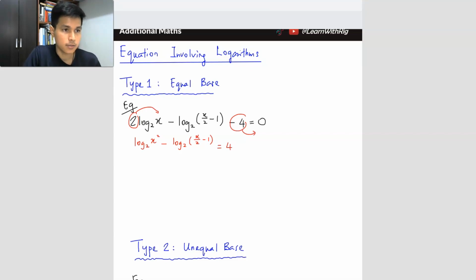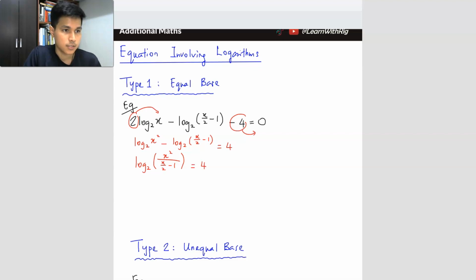Remember, this is what the first two laws, right? Law 1 and law 2 we talked about. Positive means on top, minus means it's at the denominator, so it becomes log base 2. So now the equation is what? x squared at the top, and at the bottom is x over 2, minus 1 equals to 4. Okay, so what do we do next?